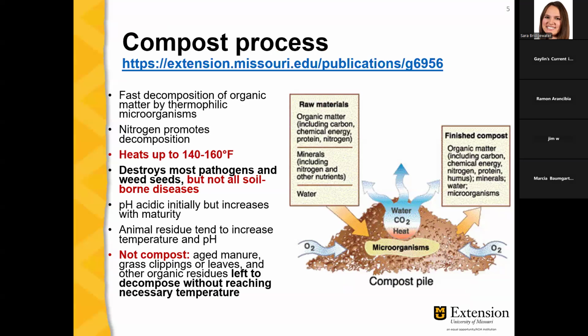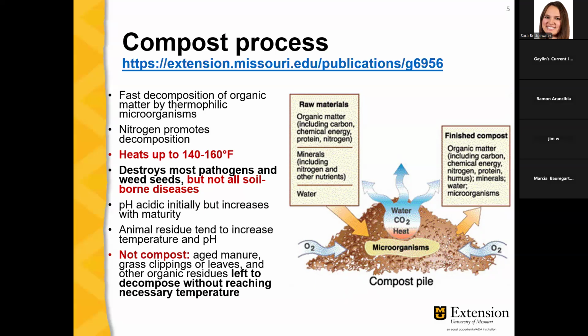So what is the compost process? There is a publication on this. I gave this publication to Sarah so she can forward it to you, and you're going to find a lot more information in there. But in general, compost is a fast decomposition of organic matter by thermophilic microorganisms, which means it has to heat up to 140, 160 degrees. That's the big difference between compost and decomposed plant material.